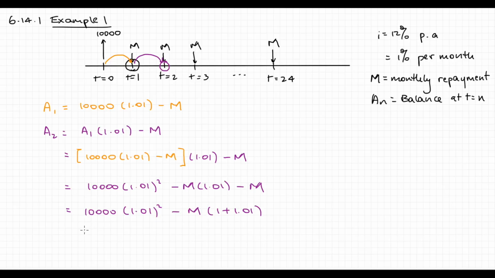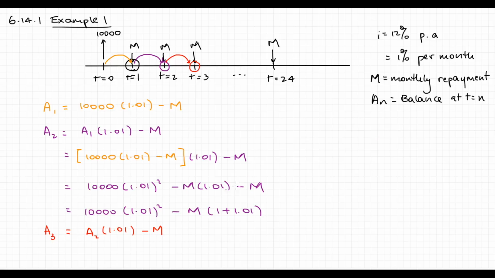So now that we have A2, I'm going to go one more step further. I'm going to go from t equals 2 to t equals 3. So what is the balance at the end of the third month? Well, A3 is equal to whatever the balance is at the end of the second month. It accrues interest, and then we make the repayment of M dollars. So that relationship is going to be quite obvious, right? Because we've been doing this over and over again. So A3 is actually going to be A2, which is the balance owing at the end of the second month. It accrues interest, and then we make a repayment of M dollars.